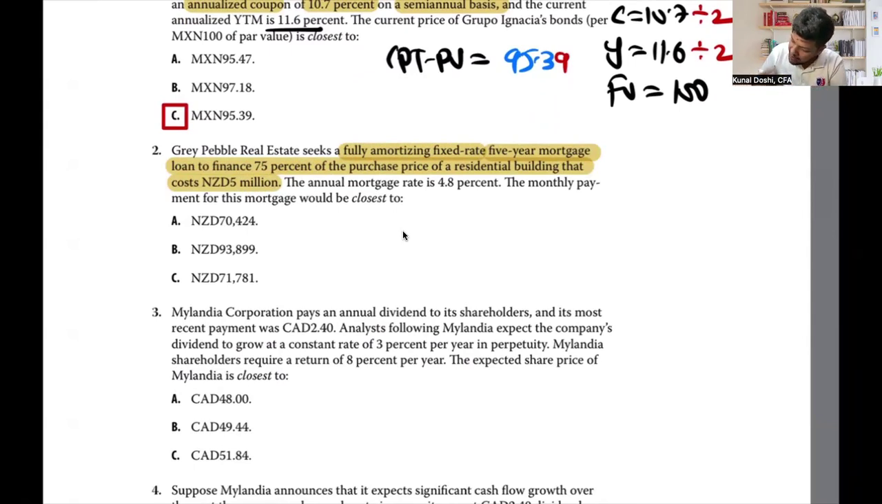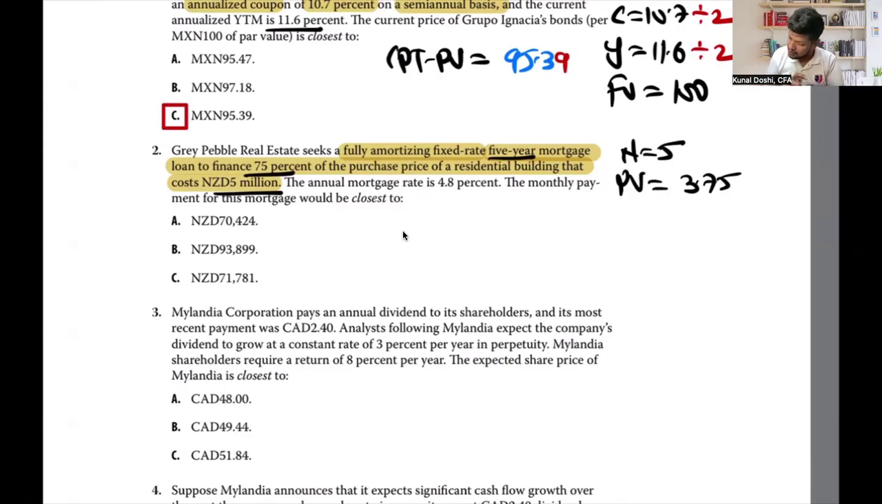So here I will take into consideration 5 years. So my N is 5 years. 75% of the amount will be my loan, 5 million into 0.75. So my loan amount today that I'm going to get is 3.75. Okay, 3.75. Clear?